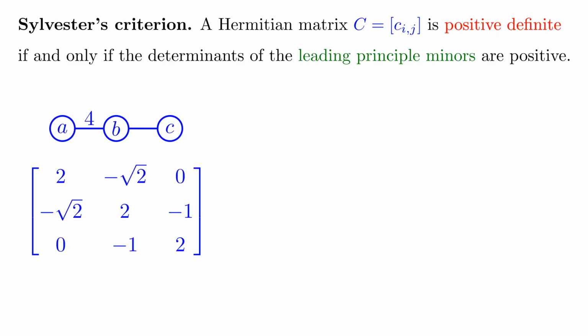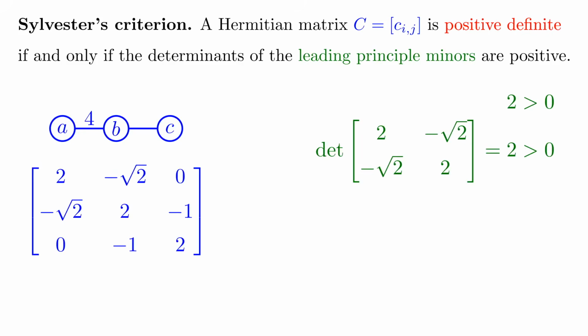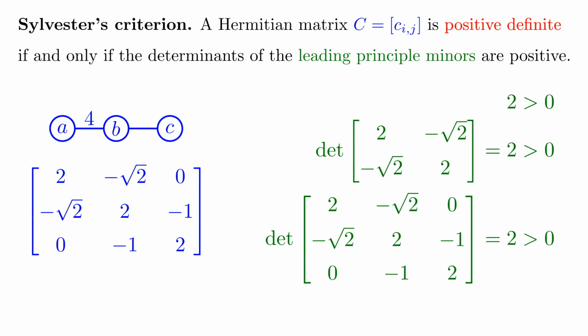The determinant of the first principal minor is just the first entry, which is positive 2. The determinant of the second minor is the determinant of this 2 by 2 matrix, which is also positive 2. And the determinant of the whole matrix itself is positive 2 as well. Thus, by Sylvester's criterion, the C matrix for B3 is positive definite, and therefore B3 is finite.